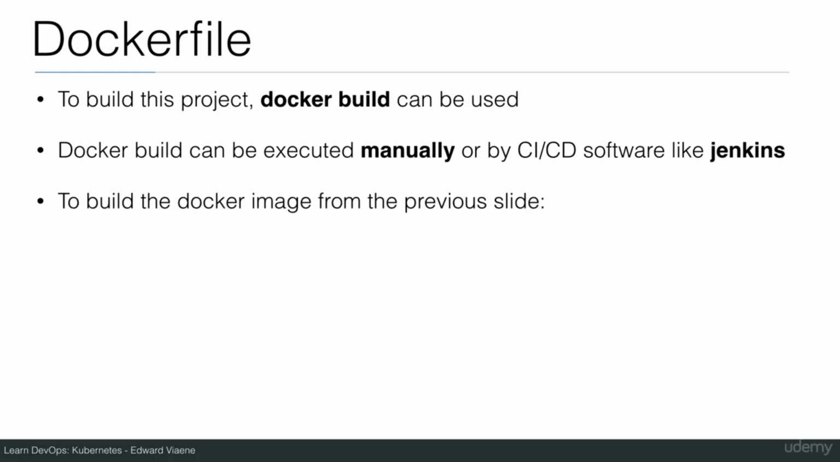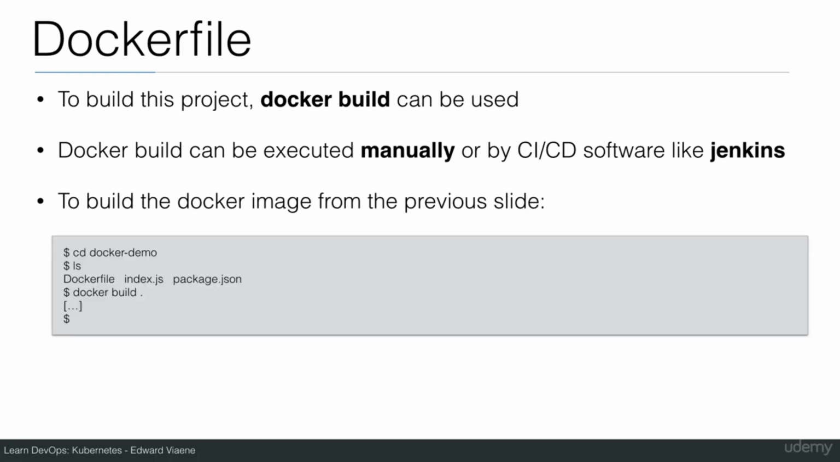To build the Docker image from the previous line, this is what we're going to do. We're going to cd to the Docker demo. This Docker demo is also a Git repository on my GitHub. So you can clone this Git repository or you can download this as a zip file. Again, procedure document. You will see the URL as well in the next demo. Here you have then a Docker file, index.js and a package.json.